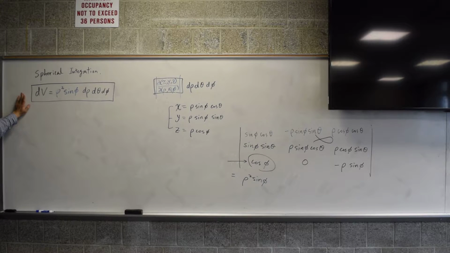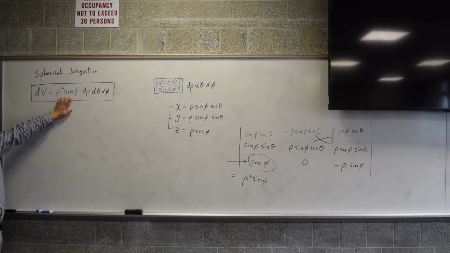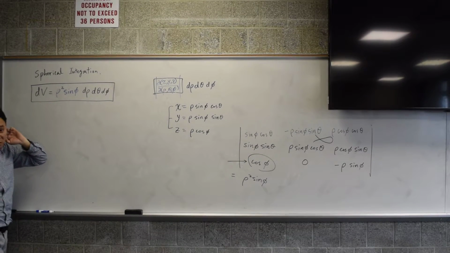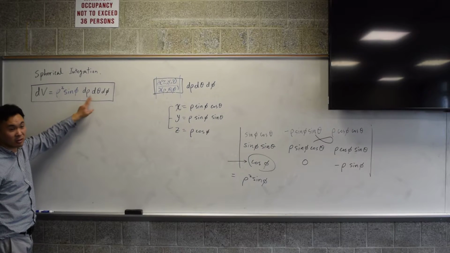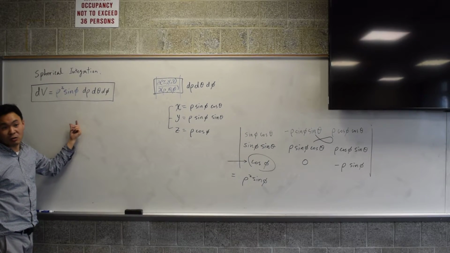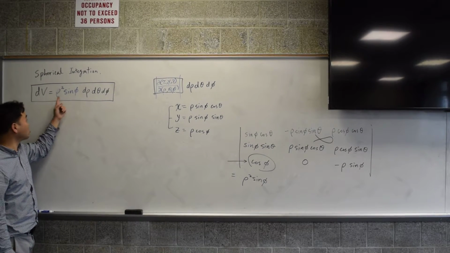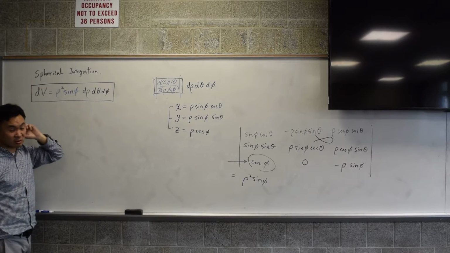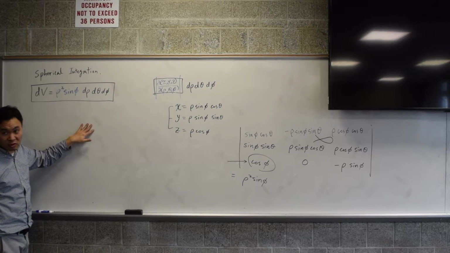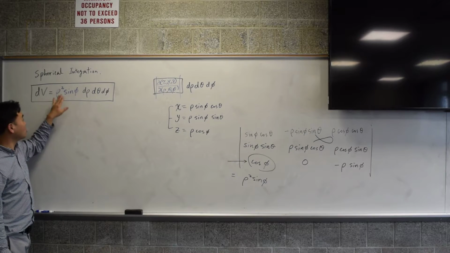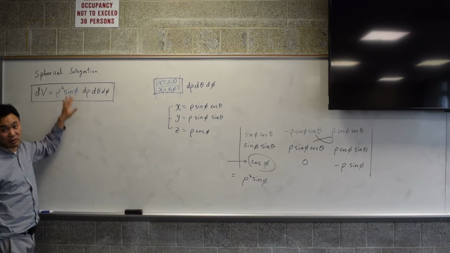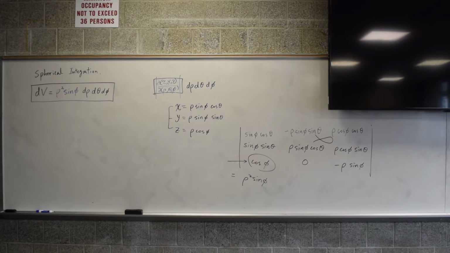And if you understood everything that I did so far, that's great. If you didn't, it's okay. All I require you to know is this. The fact that you need the rho squared sine phi in order to do integration in spherical coordinates. Okay? Just like you needed r for integration in cylindrical, you need rho squared sine phi to do spherical integration. So r for cylindrical or polar, rho squared sine phi for spherical. That's what you need to know.